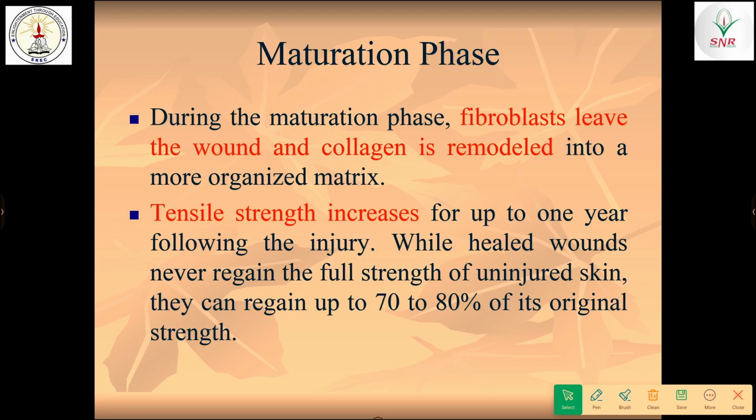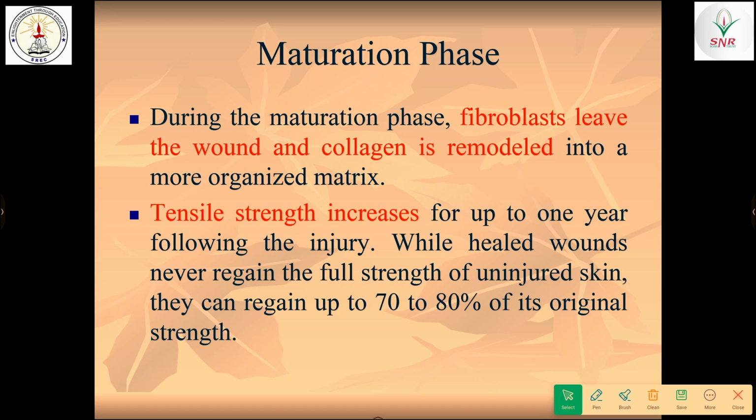Now the last stage, that is the maturation phase. In this phase, fibroblasts keep on producing collagen, and this collagen is remodeled into a more organized matrix. The aim of this collagen matrix is to maintain the tensile strength. That will be increased, but we can only achieve up to 70 or 80%, not 100%. That 80% tensile strength of the skin or the tissue we can achieve, and this will be the final stage of maturation, and as I told, it will go on for up to 2 years.